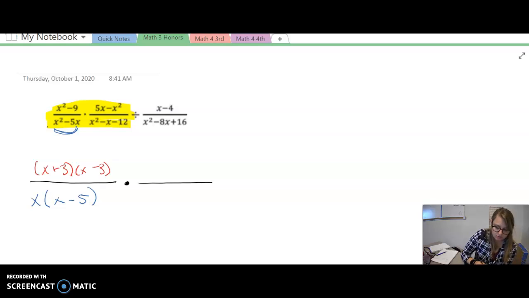So then with 5x minus x squared, if you notice, it looks a lot like the one that we just factored. So we know we're going to take out an x, but we're also going to take out a negative 1. So we could say we're taking out a negative x. So that leaves us with x minus 5. Because when we take out that negative, it makes my x squared positive, and it makes my 5x negative. So that's all I did differently.